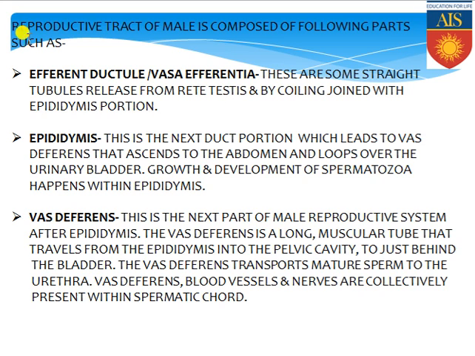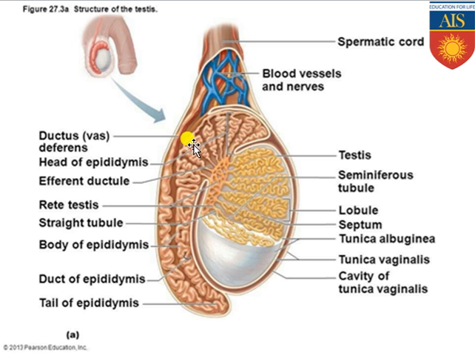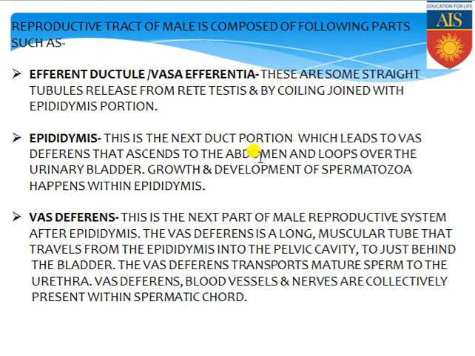That means after vasa efferentia, obviously the epididymis portion comes. So let's start with the epididymis portion. This entire portion, whatever I am showing in the figure, is the epididymis. Epididymis is the next duct portion which leads to the vas deferens. Vas deferens is the next portion of the male reproductive tract, and that ascends to the abdomen and loops over the urinary bladder. That means the epididymis is connected with the vas deferens, which goes to the abdomen and is connected with the urinary bladder.